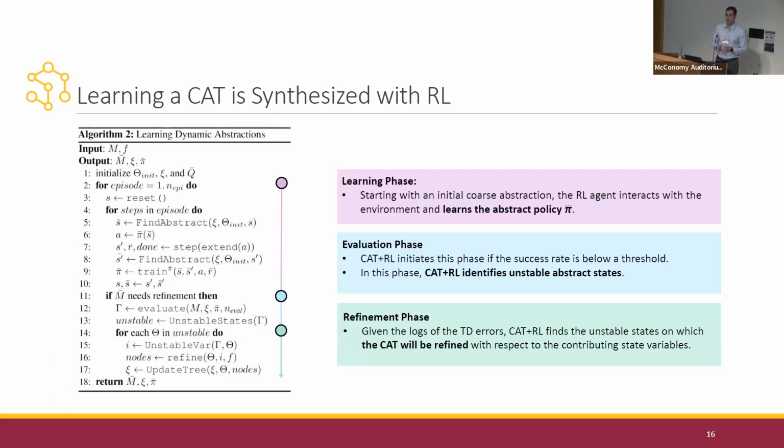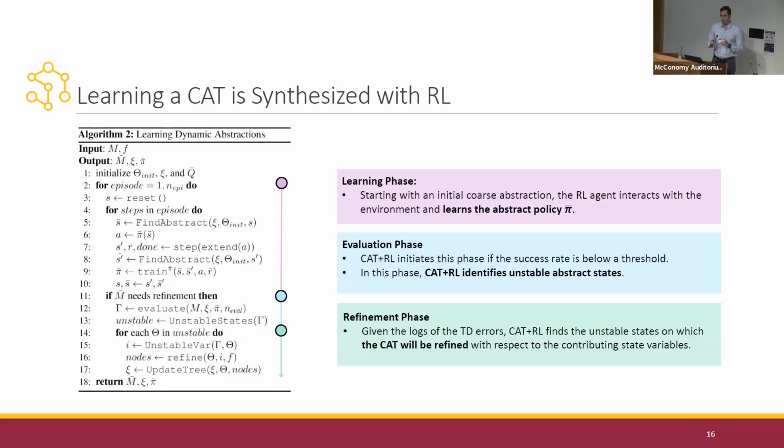So in the learning phase, in general, we need to employ a reinforcement learning algorithm. And in this paper, we just employ vanilla Q-learning, the most fundamental algorithm that we can use. But instead of learning the policy over the concrete state space, we just learn a policy over the abstract state space. And then continuously, our agent checks the refinement condition to see if it needs to refine the current abstraction.